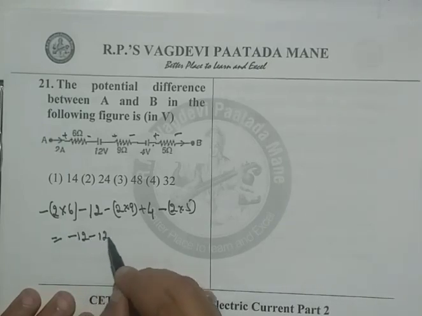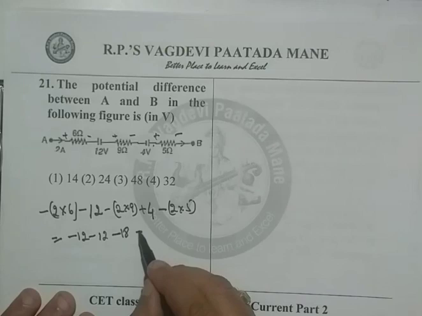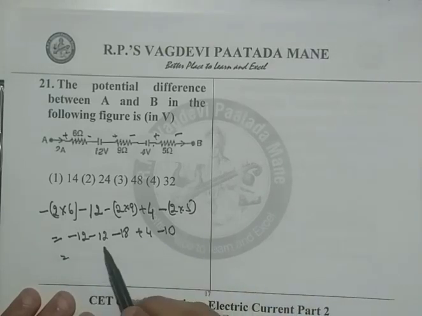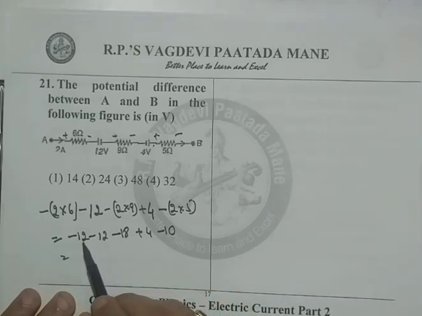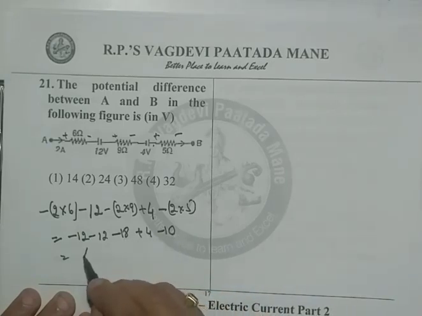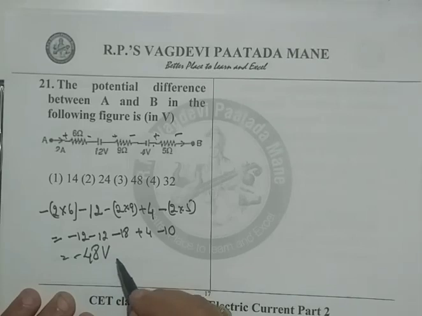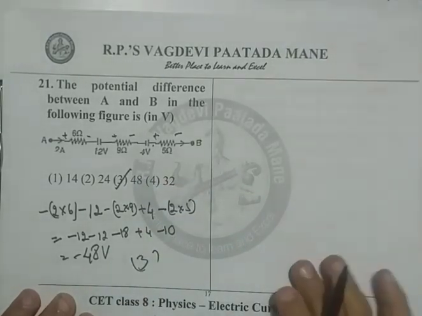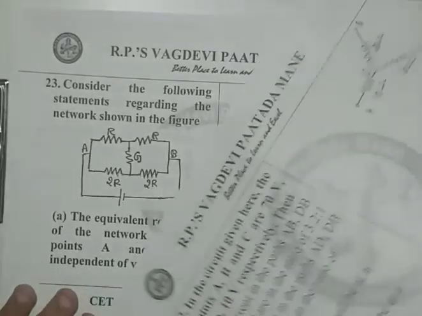Minus 12, minus 18, plus 4, minus 10, which amounts to be, say, 30, 42, minus 10, 52, plus 4, 48. So minus 48 volts, or 48 is the correct answer. Option 3 is correct.